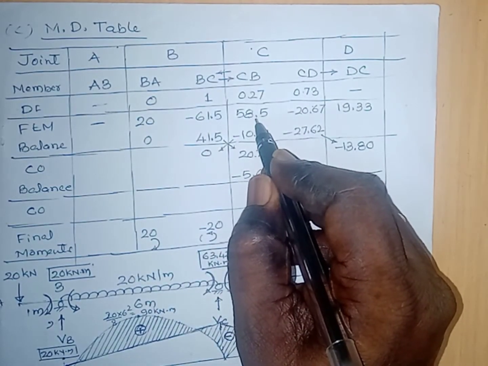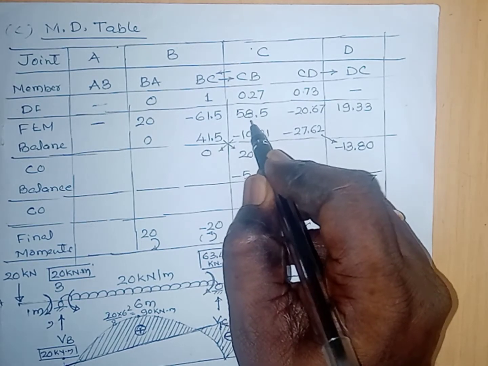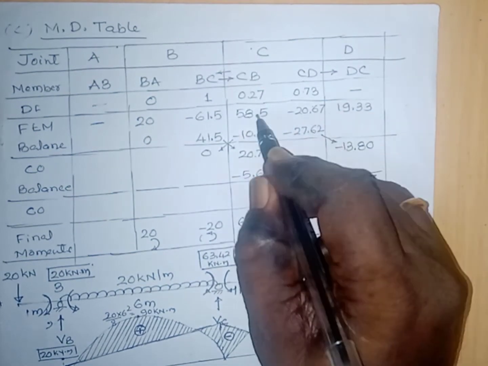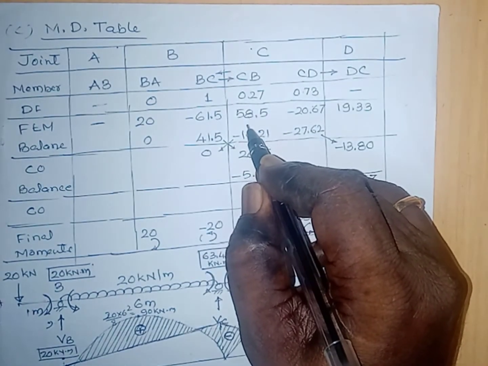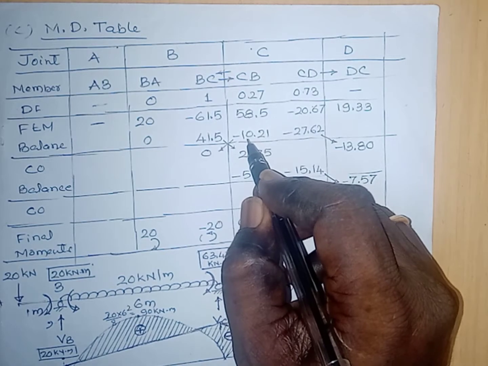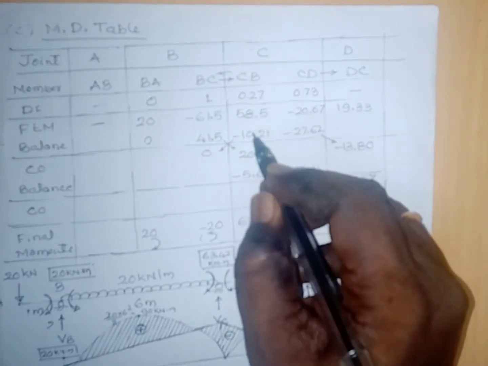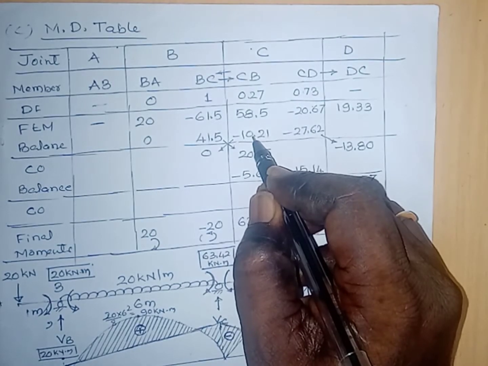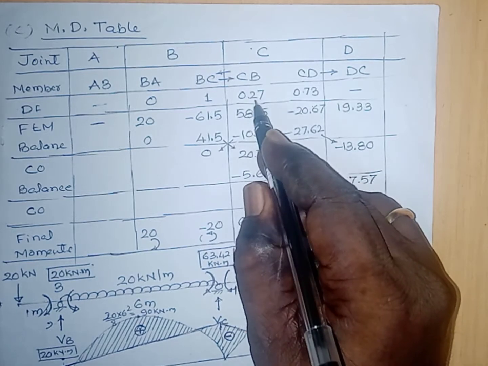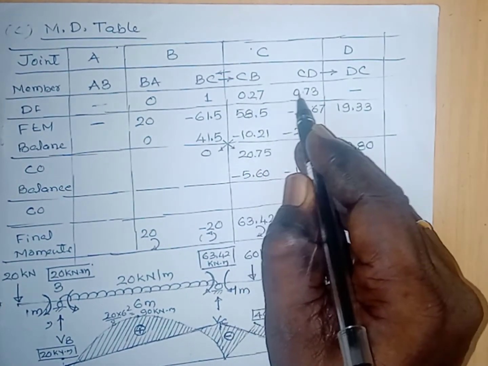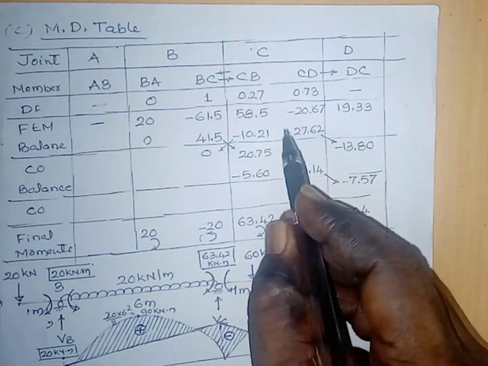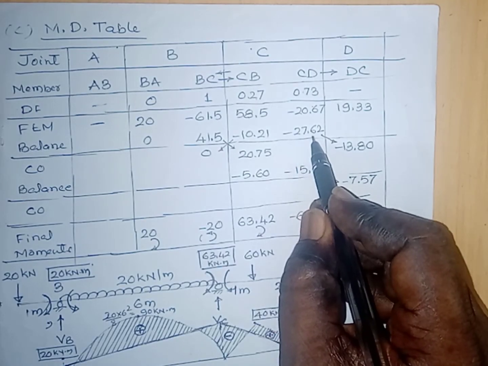Then coming to the next joint, that is C, at CB it is 58.5 and this one is minus 20.67. Here there is an unbalanced moment, plus 29 point something. This is to be balanced by adding the same moment of the same magnitude with opposite sign. That is distributed among the two members, one at the rate of 0.27 and another at 0.73. That one is minus 10.21 for CB, and for this one, minus 27.62.